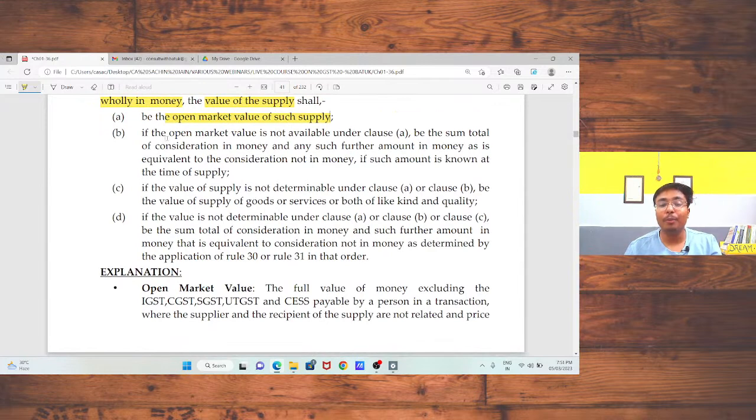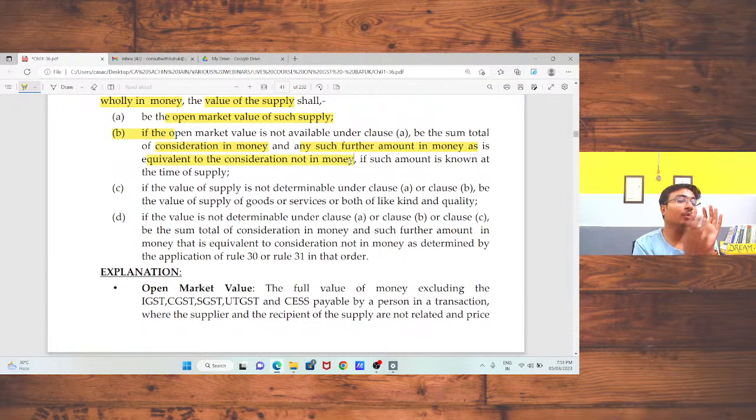Second option, if open market value is not available, that means that laptop is not available in the market. In that case, the sum total of consideration in money, that is 20,000 rupees, which I am getting from my recipient, and any such further amount in money as is equivalent to the consideration not in money.